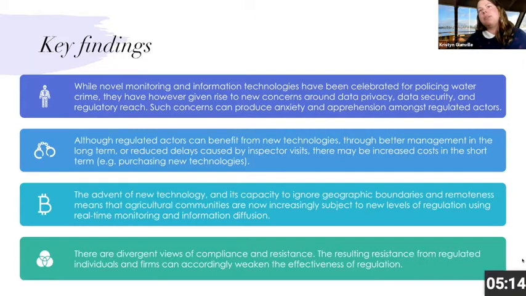However, in turn, from the perspective of regulated users, these developments can give rise to new concerns about things like data privacy and anxiety about regulatory reach. While there may be long-term benefits to all water users of greater data on water usage and compliance activity, there are also short-term costs in purchasing new technology. The implication of this is a need to introduce changes and undertake enforcement activities in a way that's able to build goodwill amongst water users.